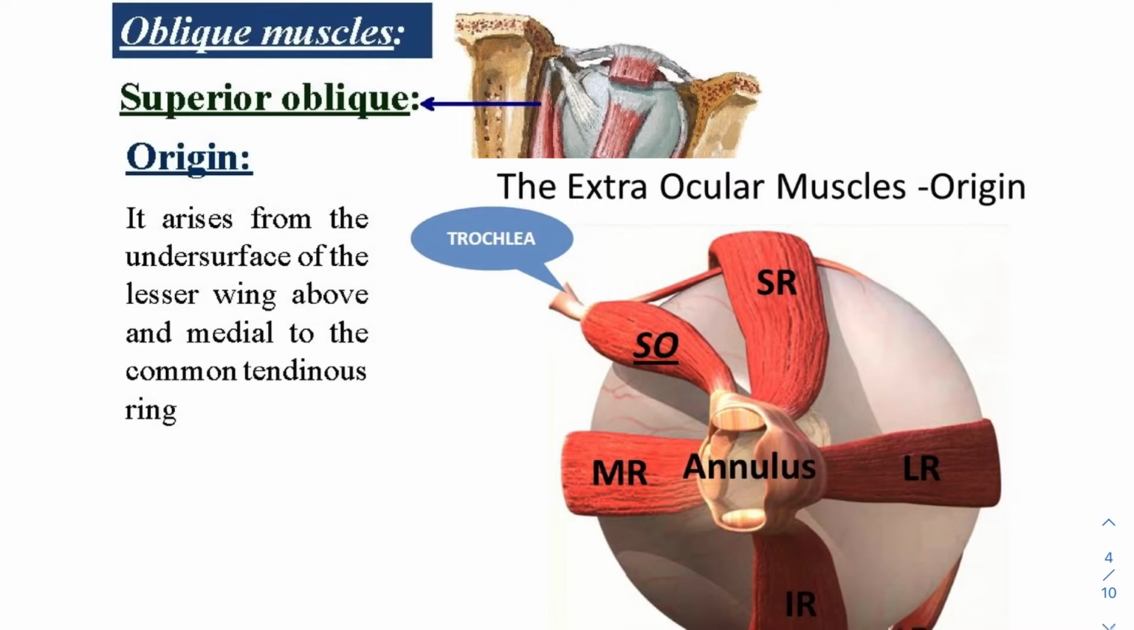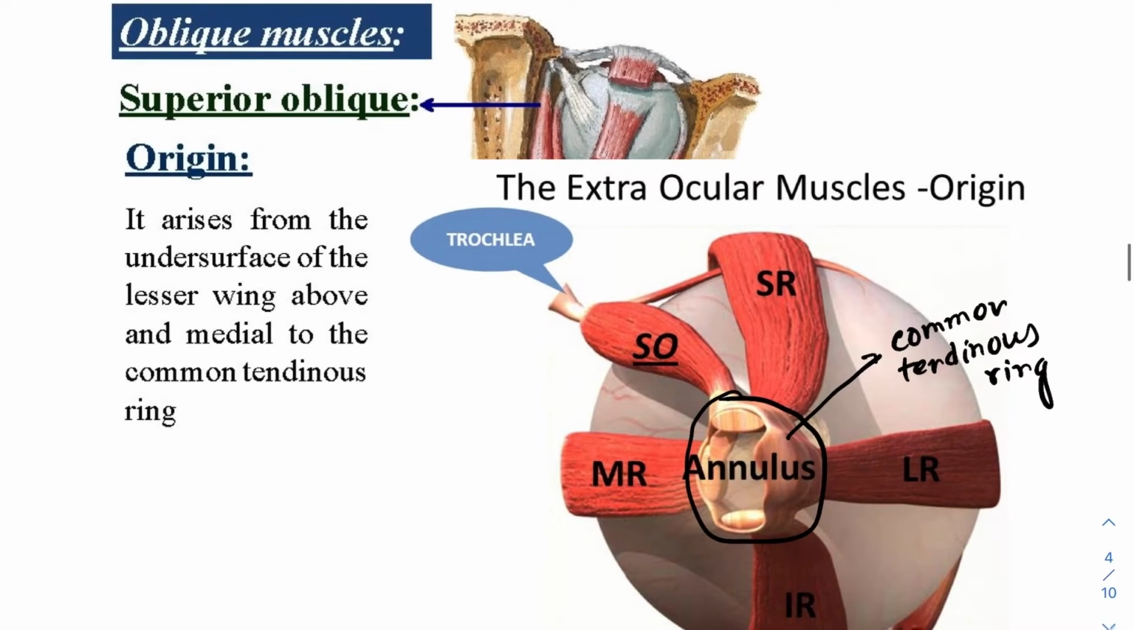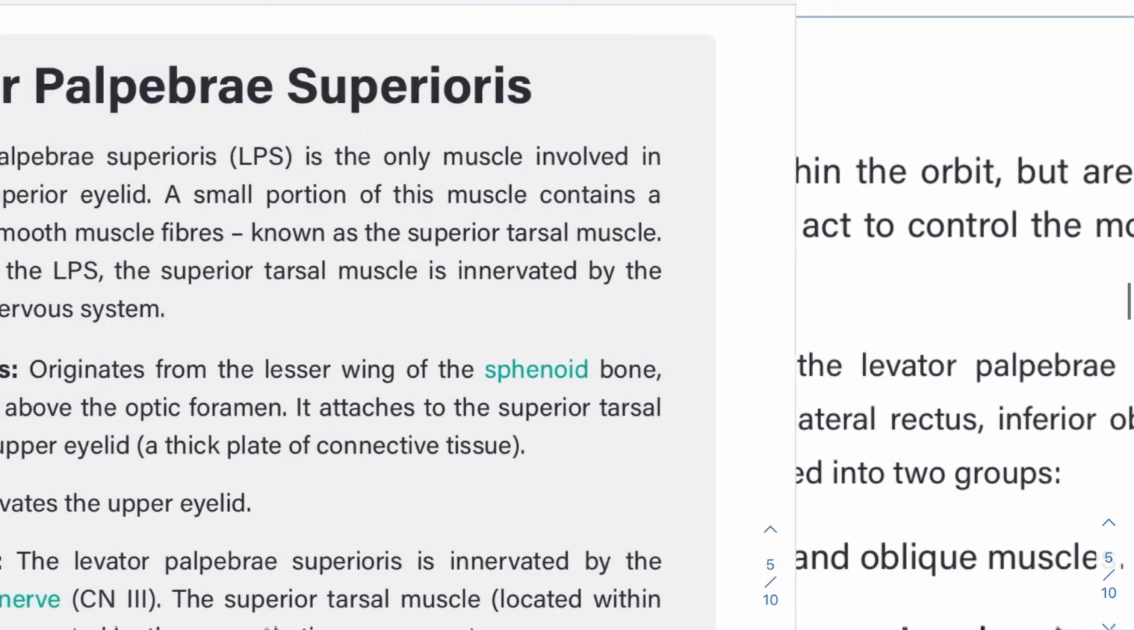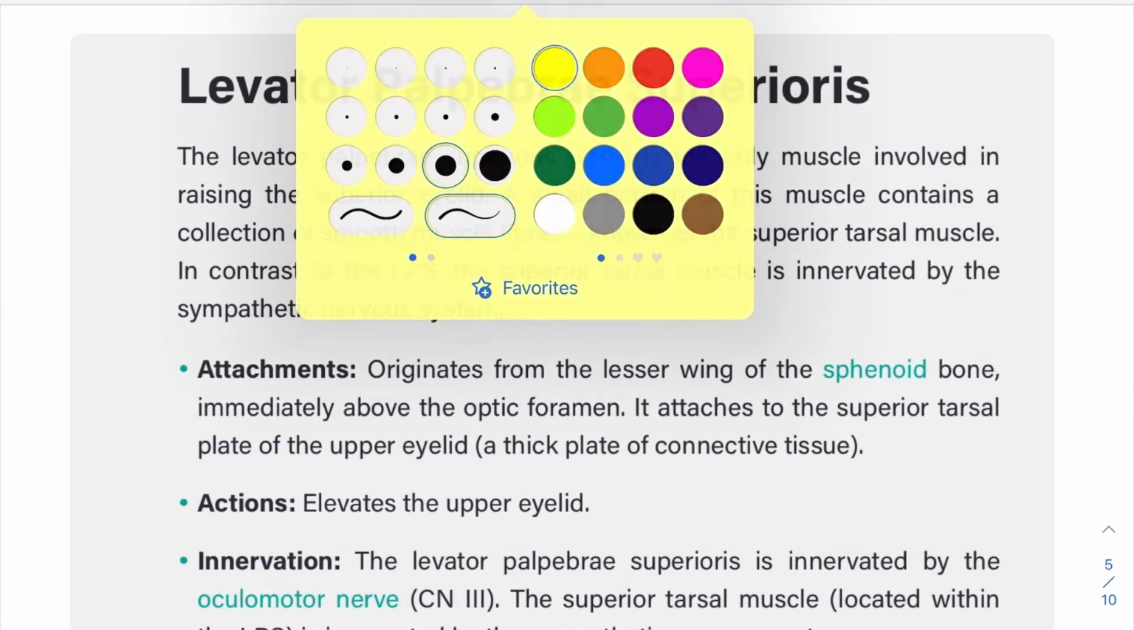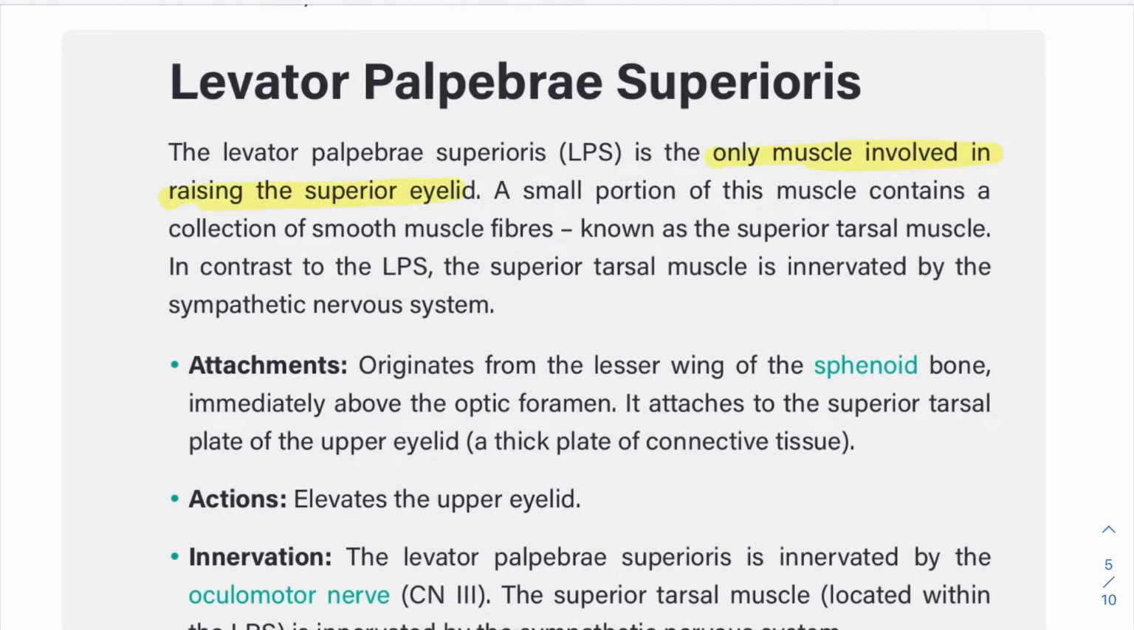Now in this picture you can see a ring. This ring is called the common tendinous ring, or annulus of Zinn. Let's come to the individual muscles. First is levator palpebrae superioris.